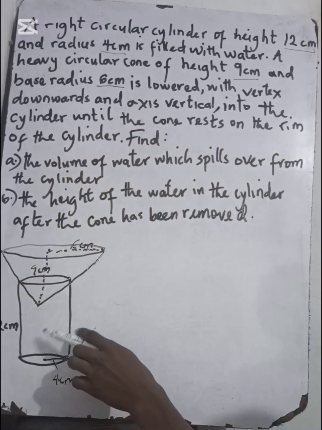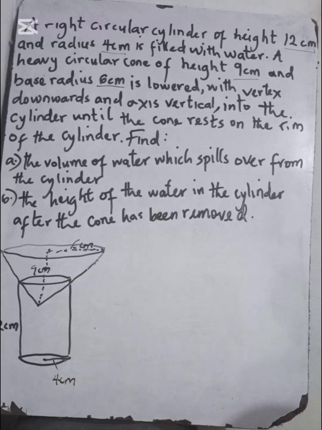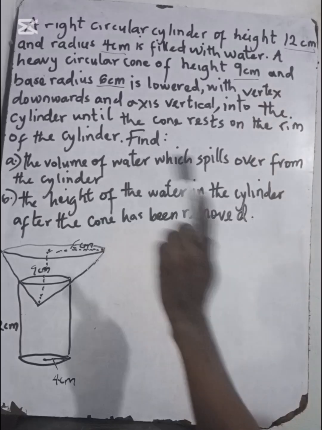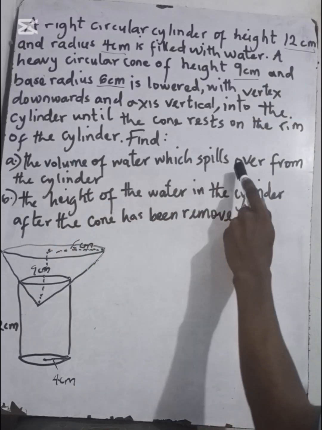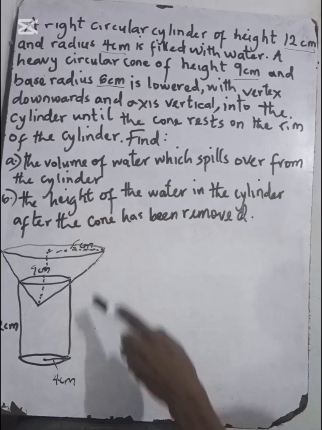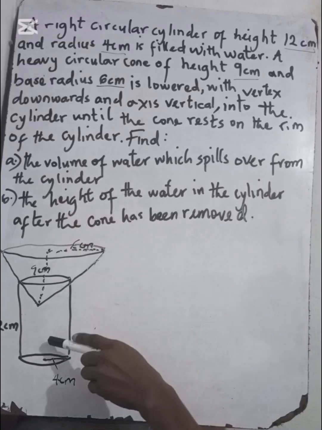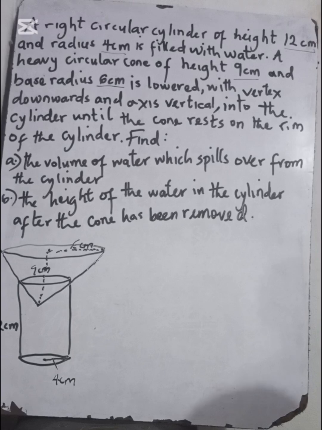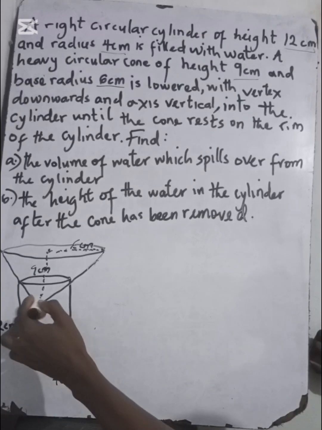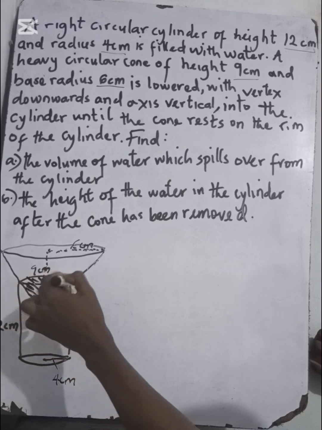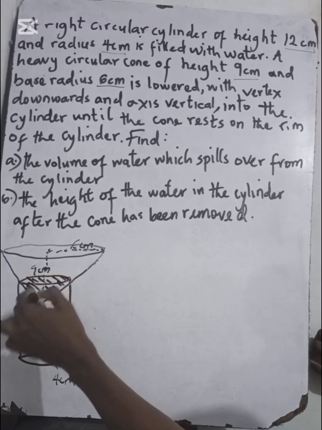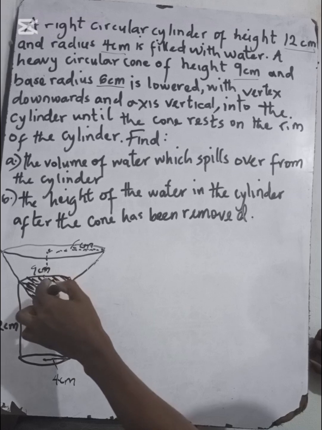Let's not forget that the cylinder has water inside of it. So now we have to find the volume of the water which spills over from the cylinder. By the time this cone rested on this cylinder, there will be part of the water that will be spilled over. This shaded part will be spilled over.